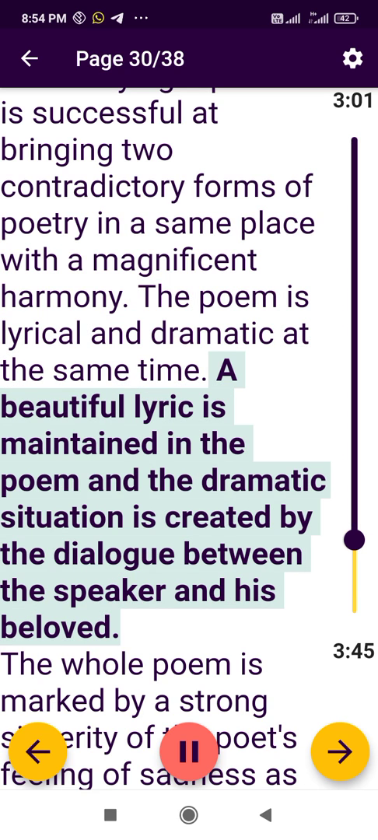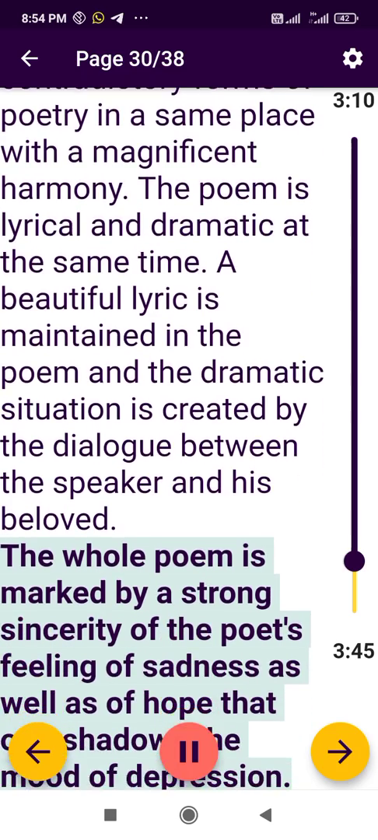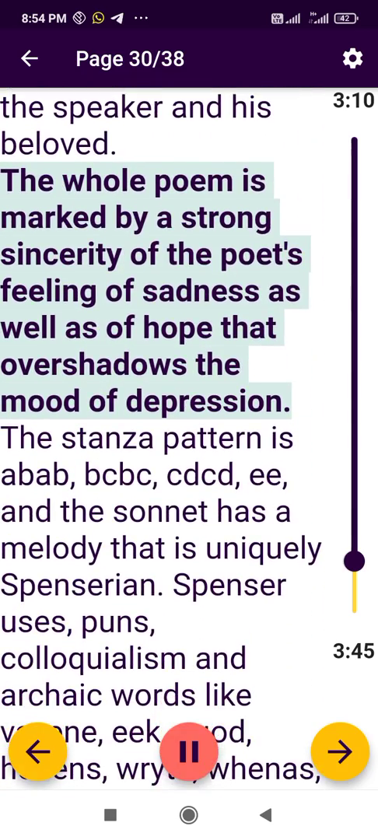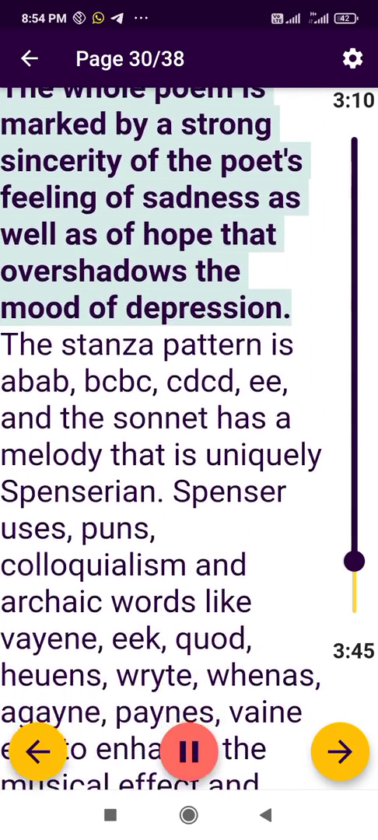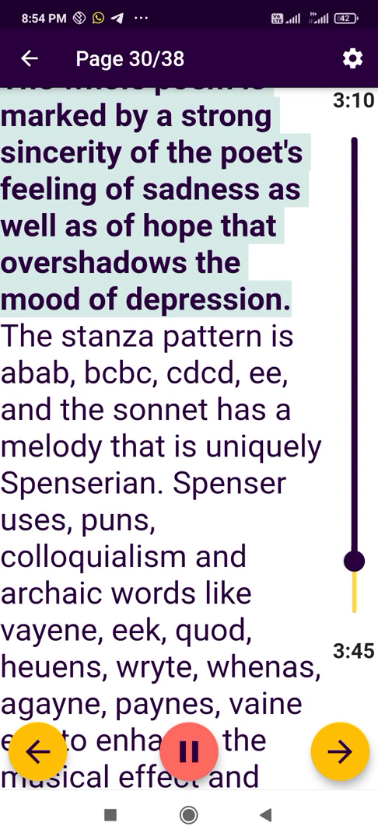A beautiful lyric is maintained in the poem, and the dramatic situation is created by the dialogue between the speaker and his beloved. The whole poem is marked by a strong sincerity of the poet's feeling of sadness as well as of hope that overshadows the mood of depression.